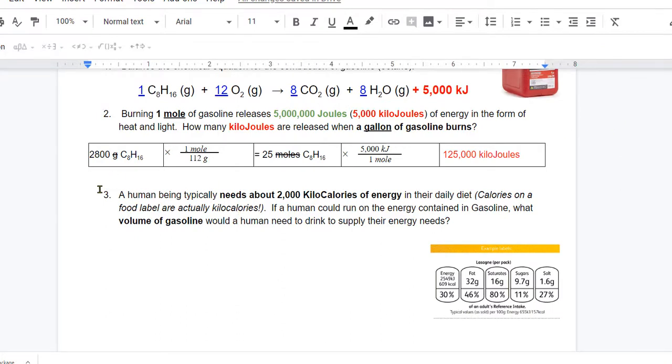So now I'm looking at question 3. This is a really interesting thing to think about. Humans don't run on gasoline. Cars do, humans don't. But if a human could run on the energy contained in gasoline, how much would you need? So this will be an interesting thing to ponder. I've got here lasagna, and humans do run on lasagna, but the energy is the same. It's the same.